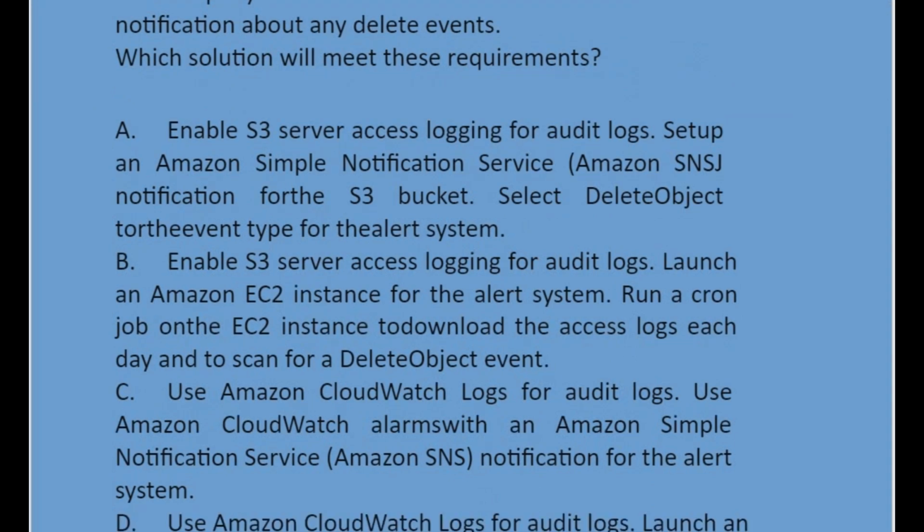Option B. Enable S3 server access logging for audit logs. Launch an Amazon EC2 instance for the alert system. Run a cron job on the EC2 instance to download the access logs each day and scan for a delete object event.